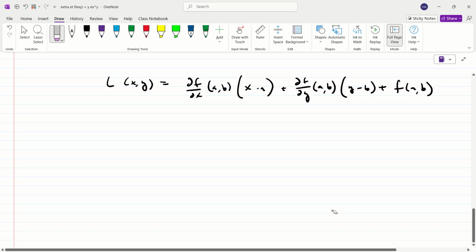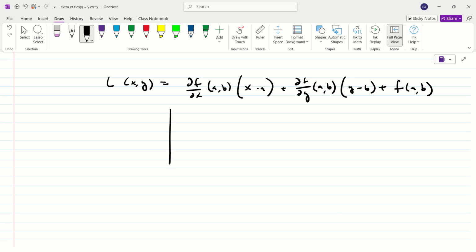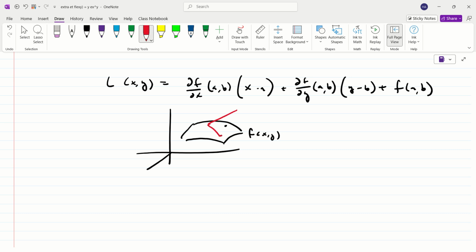In section 9.3, we looked at tangent planes. So when looking at a three-dimensional surface, f of x y, we said we can approximate the values of this surface with a plane by using this formula above. So again, this is called the tangent plane, sometimes called the linearization of your function.